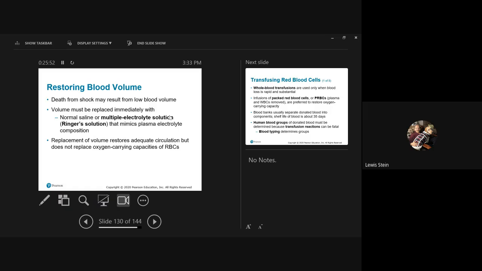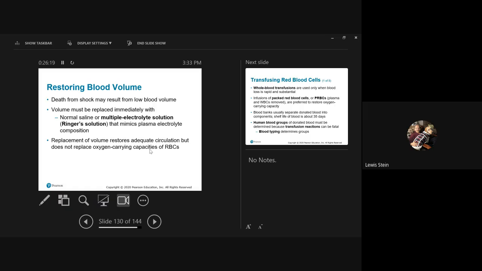If somebody's bleeding in a bad accident, stab wound, gunshot wound, you put blood in right away, as well as fluids. Lactated Ringer's is an example of that, because it's a mixture of salts and sugars trying to mimic the electrolytic composition of your blood. And the transfusions that I got were all, I told you about them, packed red blood cells.